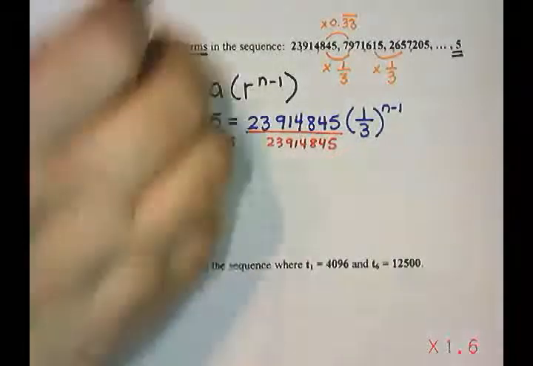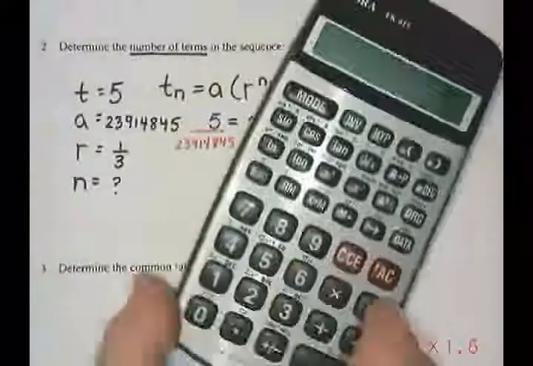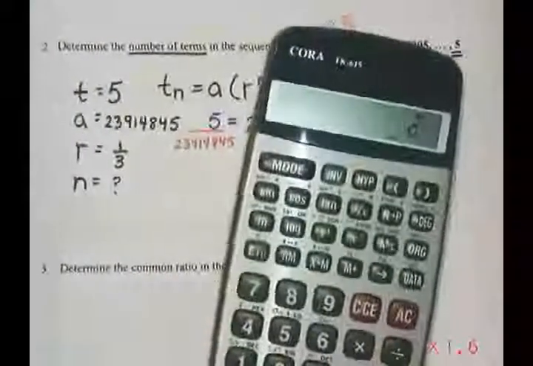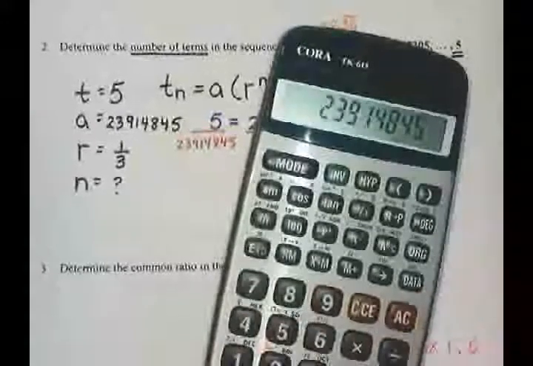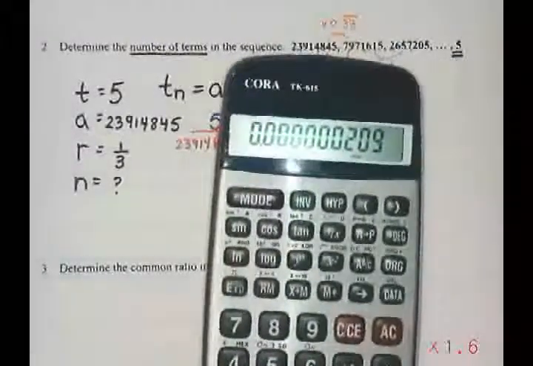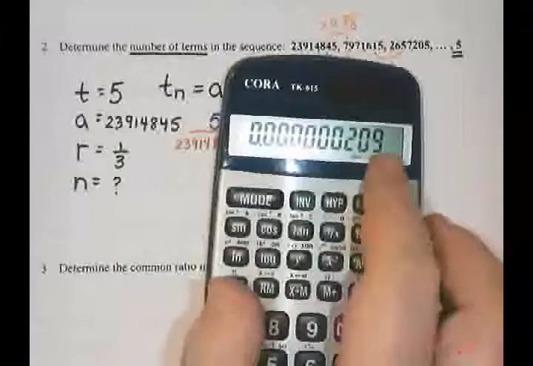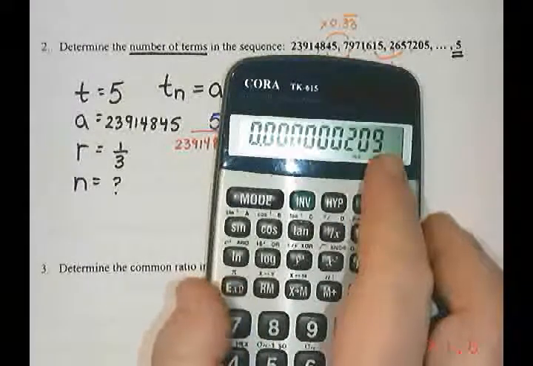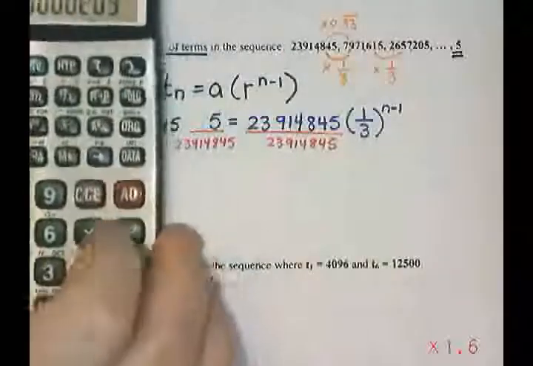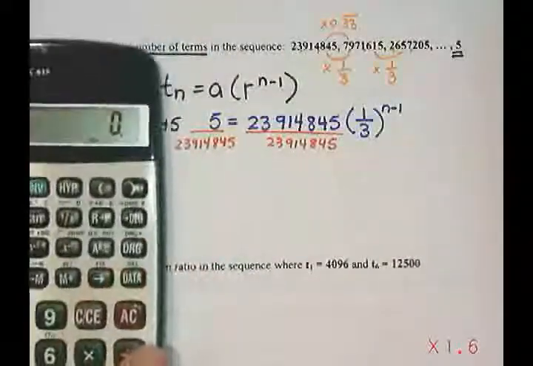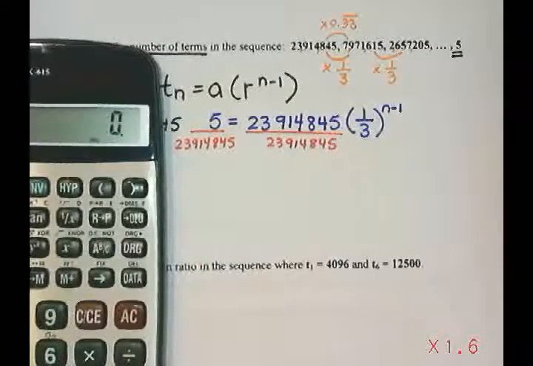Now, if I try that on my calculator, 5 divided by 23,914,845, I get this number. I don't know if there's further decimal places after this. I would guess that there were. So I am not comfortable with using that decimal. I would like to leave it as a fraction, and I would like to reduce it if I can.